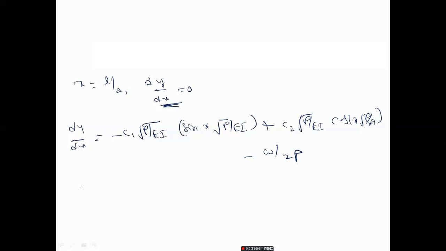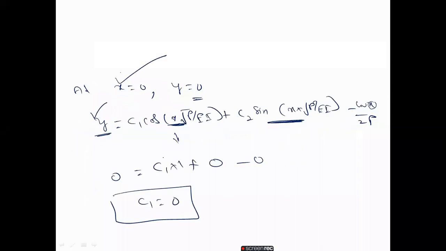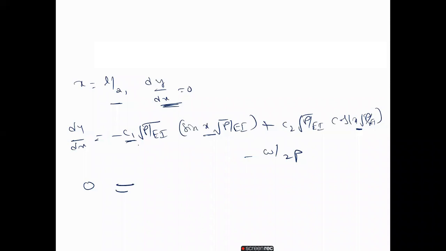So here dy by dx equal to 0. Then x equal to L by 2, here also L by 2. I will substitute here. Here C1 is 0 already, just now we calculated. So if C1 is 0, the entire term is also 0.